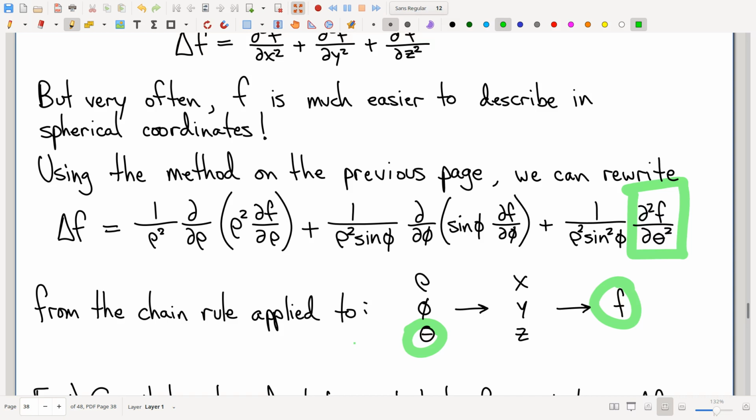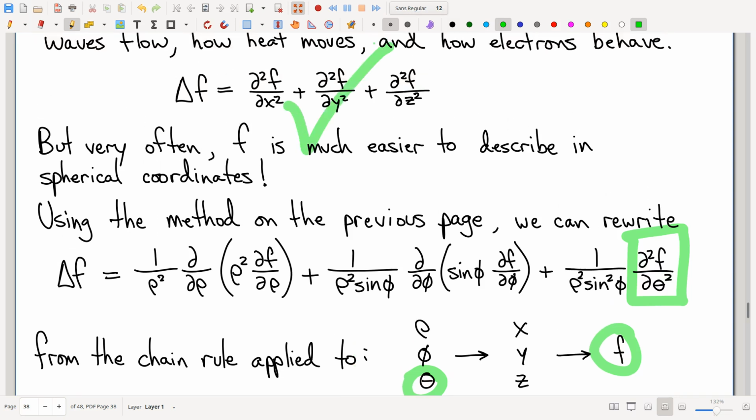And everything will work out, and you can compute what this thing here, the second partial with respect to theta, is. And then you can multiply it by 1 over rho squared sine squared phi. And then you can add what you get when you compute all the rest of these things, and you can see where the tedium comes in, right? It's a lot.